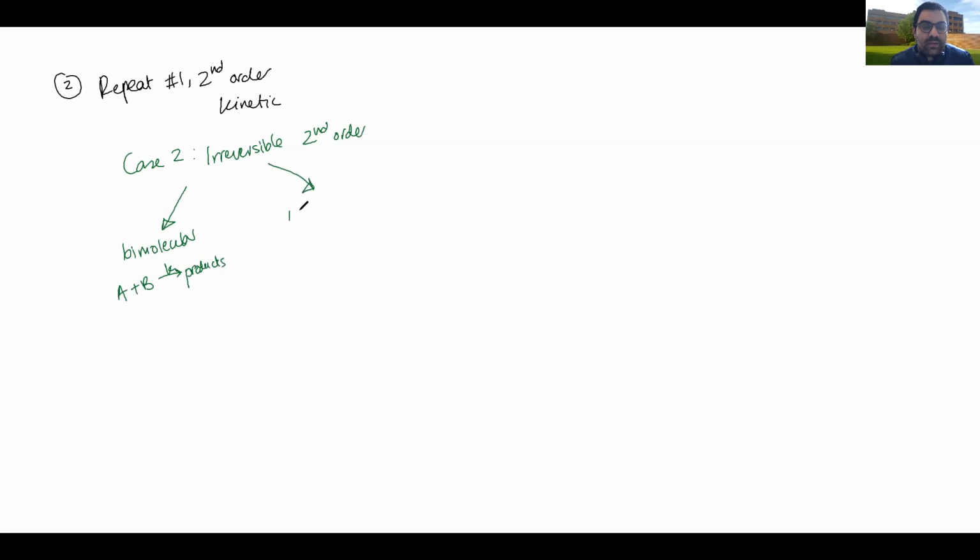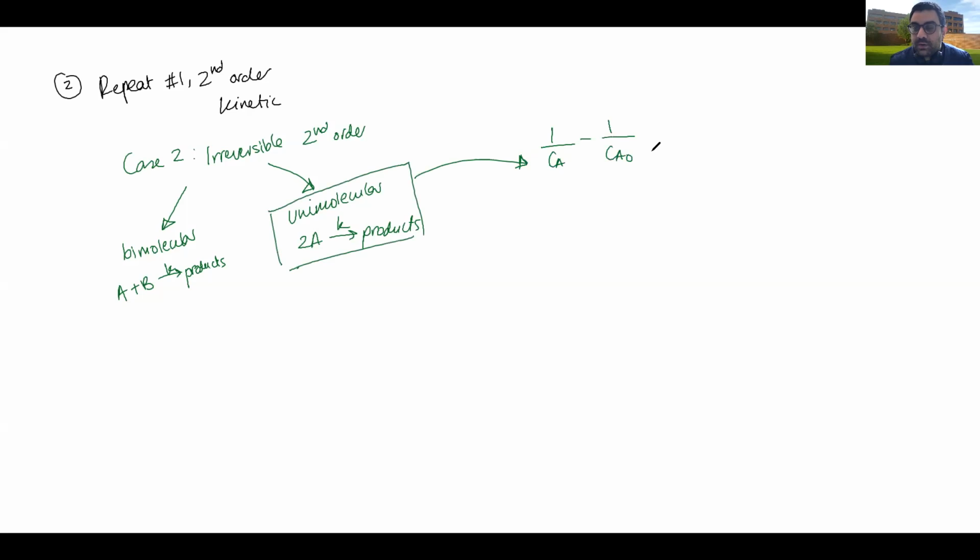And the second case is for unimolecular, and in this case I just have 2A going to products. Because in problem number 1, liquid A decomposes, we'll be looking at the unimolecular case. The performance equations are 1 over Ca minus 1 over Ca naught is equal to 1 over Ca naught times Xa over 1 minus Xa, which is equal to Kt.